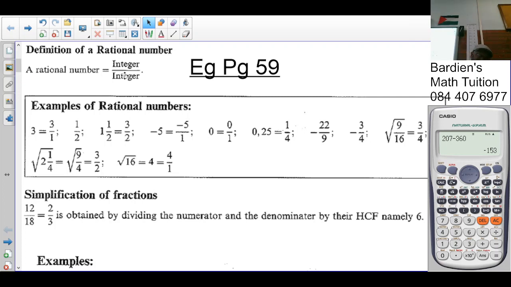If you look at 6, you got 6 apples, you divide by 3 people. How many apples does each person get? 2. You got 6 apples and you divide by 2 people. How many apples does each one get? 3. You got 6 apples divided by 6 people. Each one gets 1. You got 6 apples divided by 12 people. Each one gets half. You got 6 apples divided by 1 person. 6.